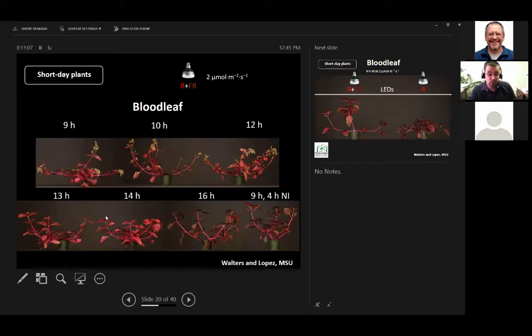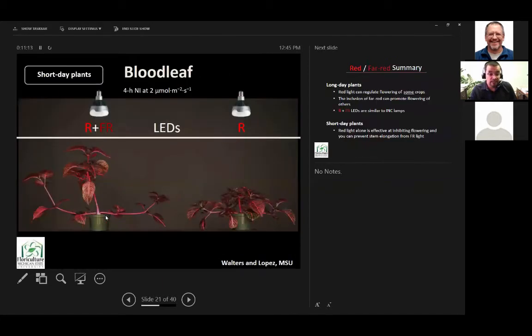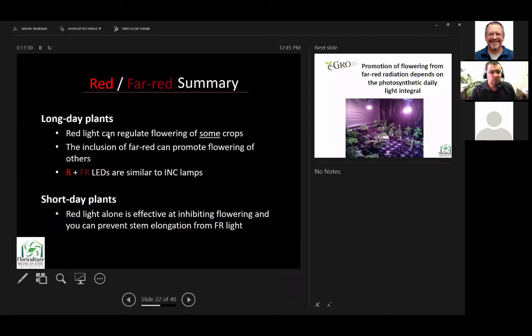Again, remember, this is a short day plant. So we don't necessarily need that far red light. We can just provide red light. As we can see in this example, by providing red light during a night interruption, again, the plants are vegetative. But more importantly, we also see that stem elongation is drastically reduced compared to when we have far red light in that lamp.